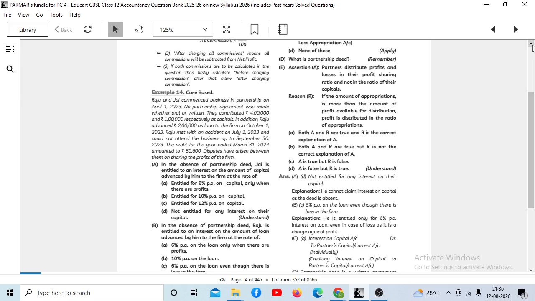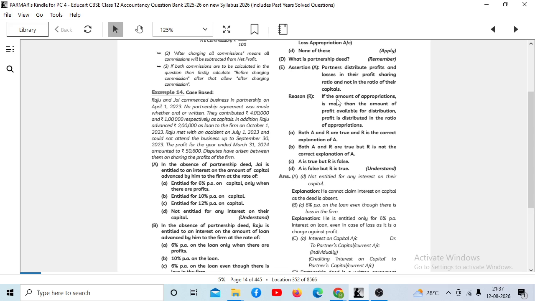Now see, this is an assertion and reasoning question. The assertion says partners distribute profit and losses in their profit sharing ratio and not in the ratio of their capitals. This is the assertion, right? Now first tell me, whether this is true or false? It is true. Now let us read the reason. First we will read the statements individually and see whether each is true or false.